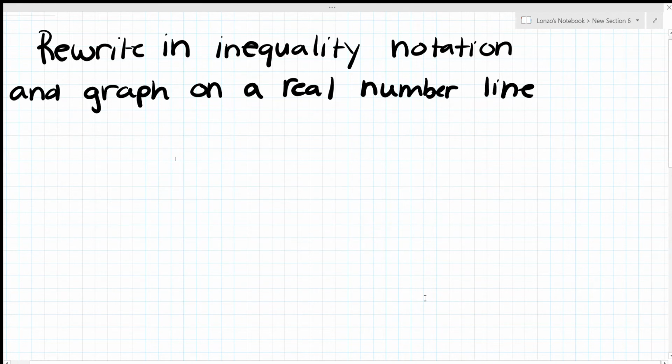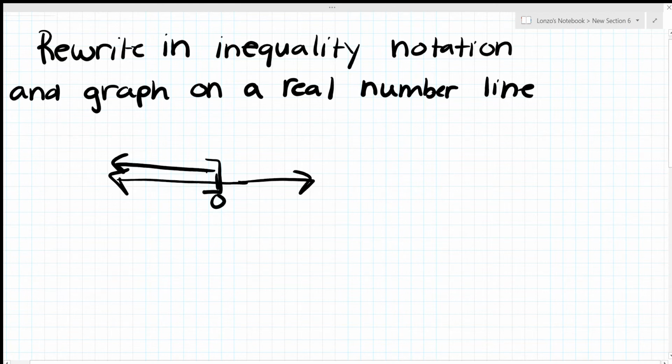Okay, let's do this one. This one, they give us a graph, and then we have to put it in notation form. So they give us a number line, right? So here it is. Here's our number line, and they say that it's from 0 bracket, and then we're going to the left. So how do you write this in notation?